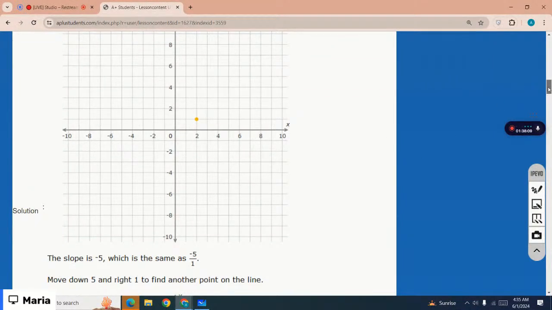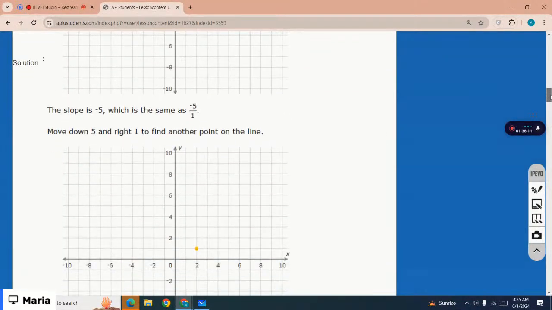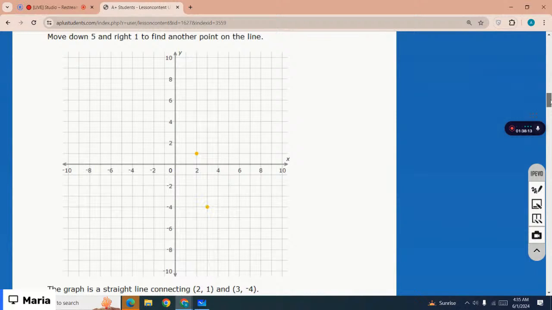Now you have to look at the slope. The slope is negative 5. That means you have to move 5 down and 1 right. So here is the point. Move 5 down and then 1 right. Join these two points and make a straight line. That is the solution of the equation in point slope form. Got it?